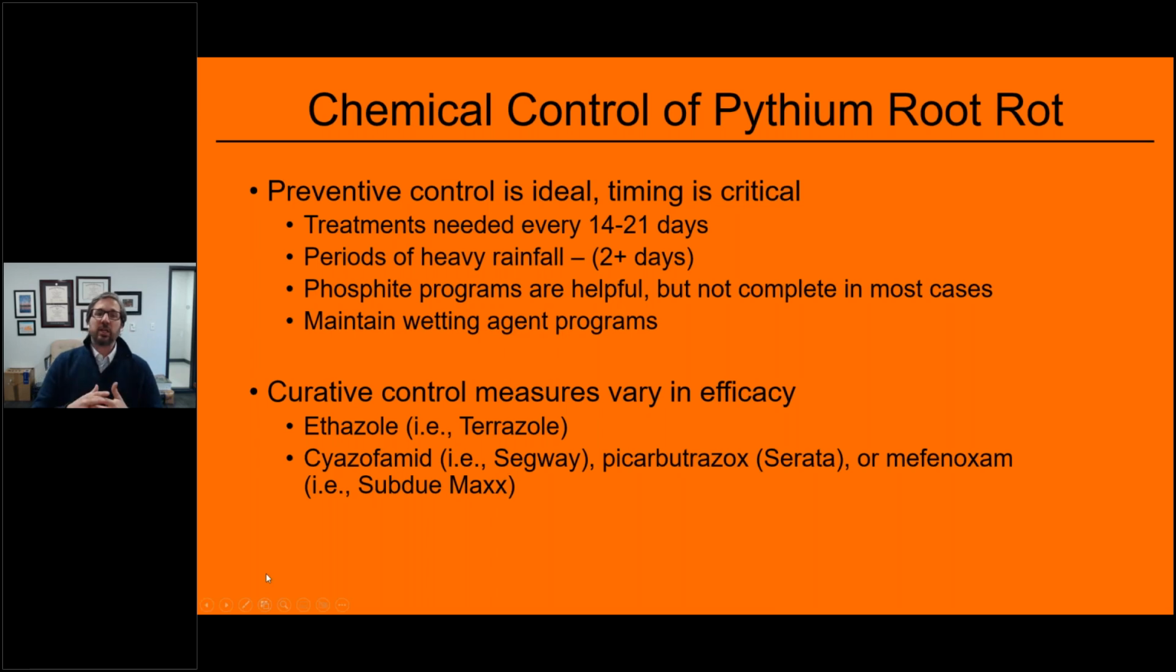Now, if we're looking at control of Pythium root rot, preventive control is definitely ideal, and timing is critical.